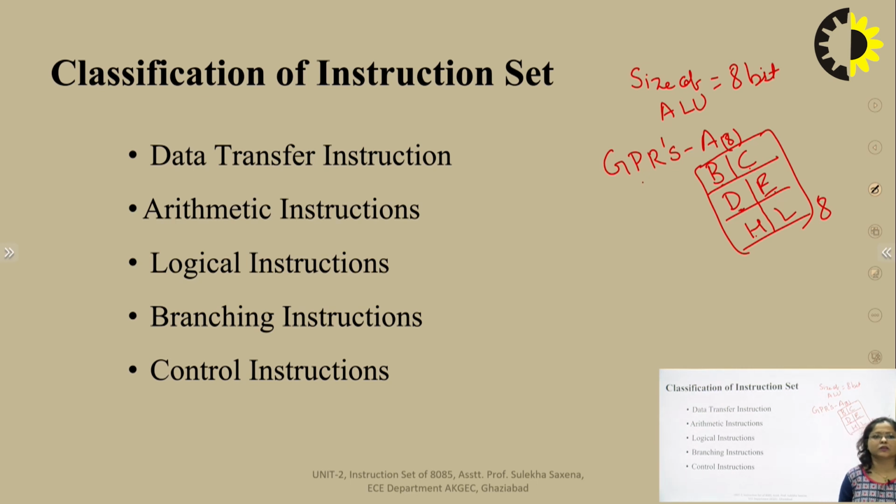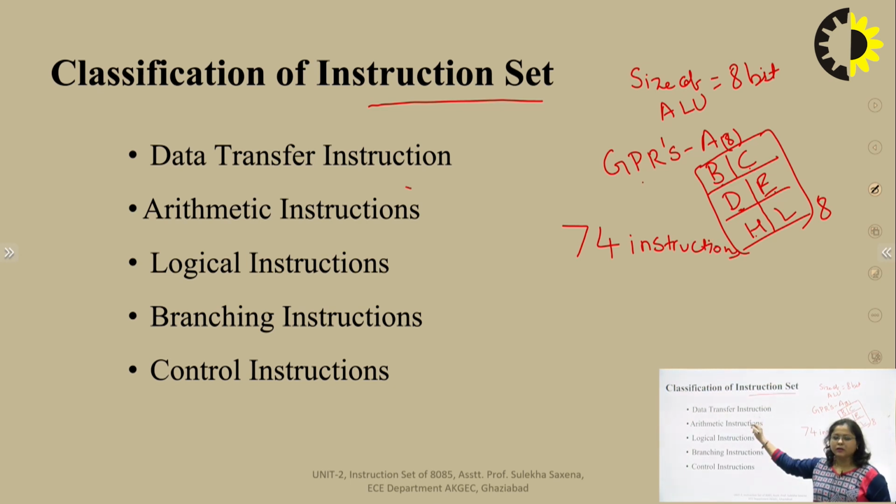Now, an instruction consists of 2 parts, that is opcode and operand, and the way in which the microprocessor fetches this opcode and operand from memory will define various addressing modes, and the operation performed in these instructions will be given by the syntax of an instruction. The set of instructions which are defined for a microprocessor is called its instruction set. For 8085, there are a total of 74 instructions defined which are grouped into 5 categories, that is data transfer, arithmetic, logical, branching and control instructions.